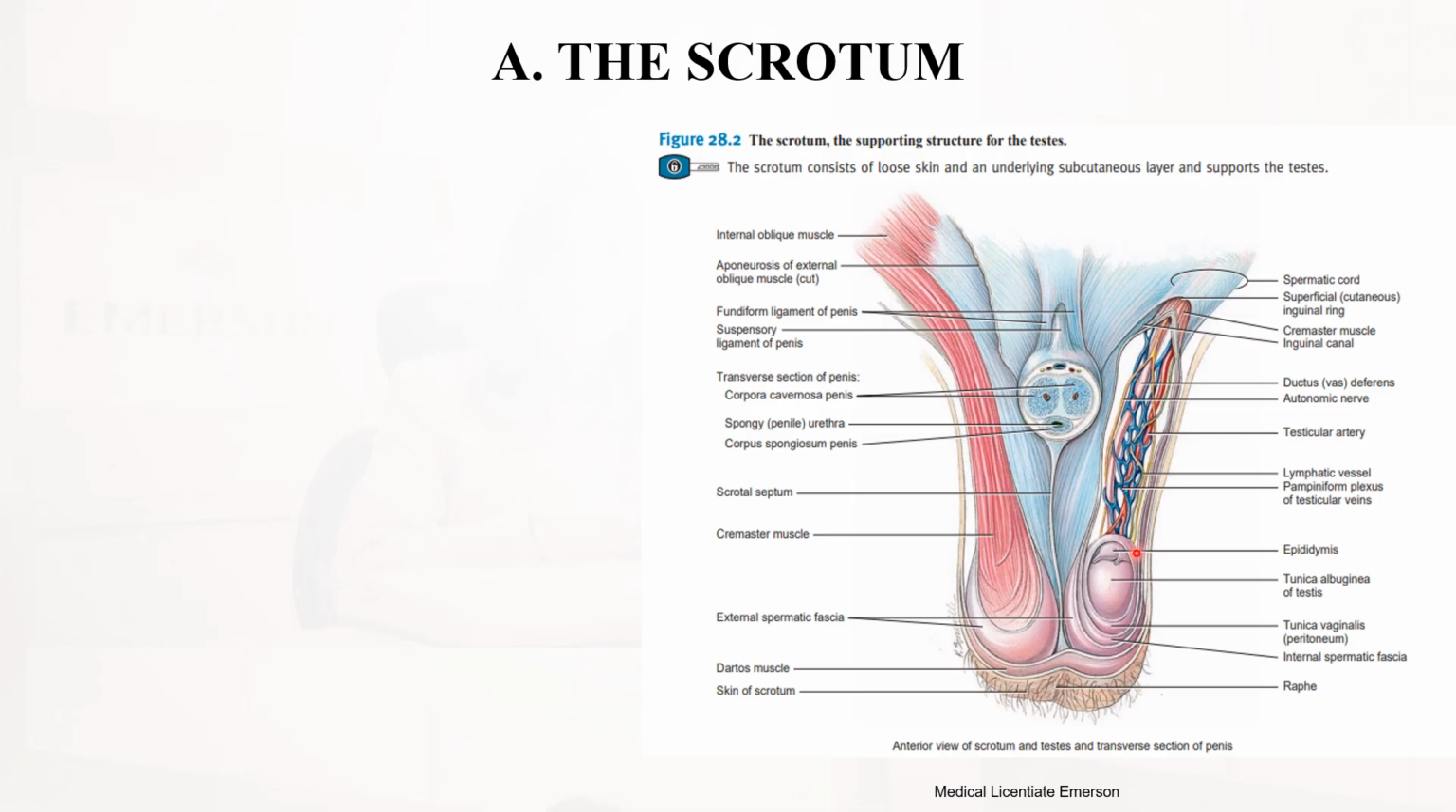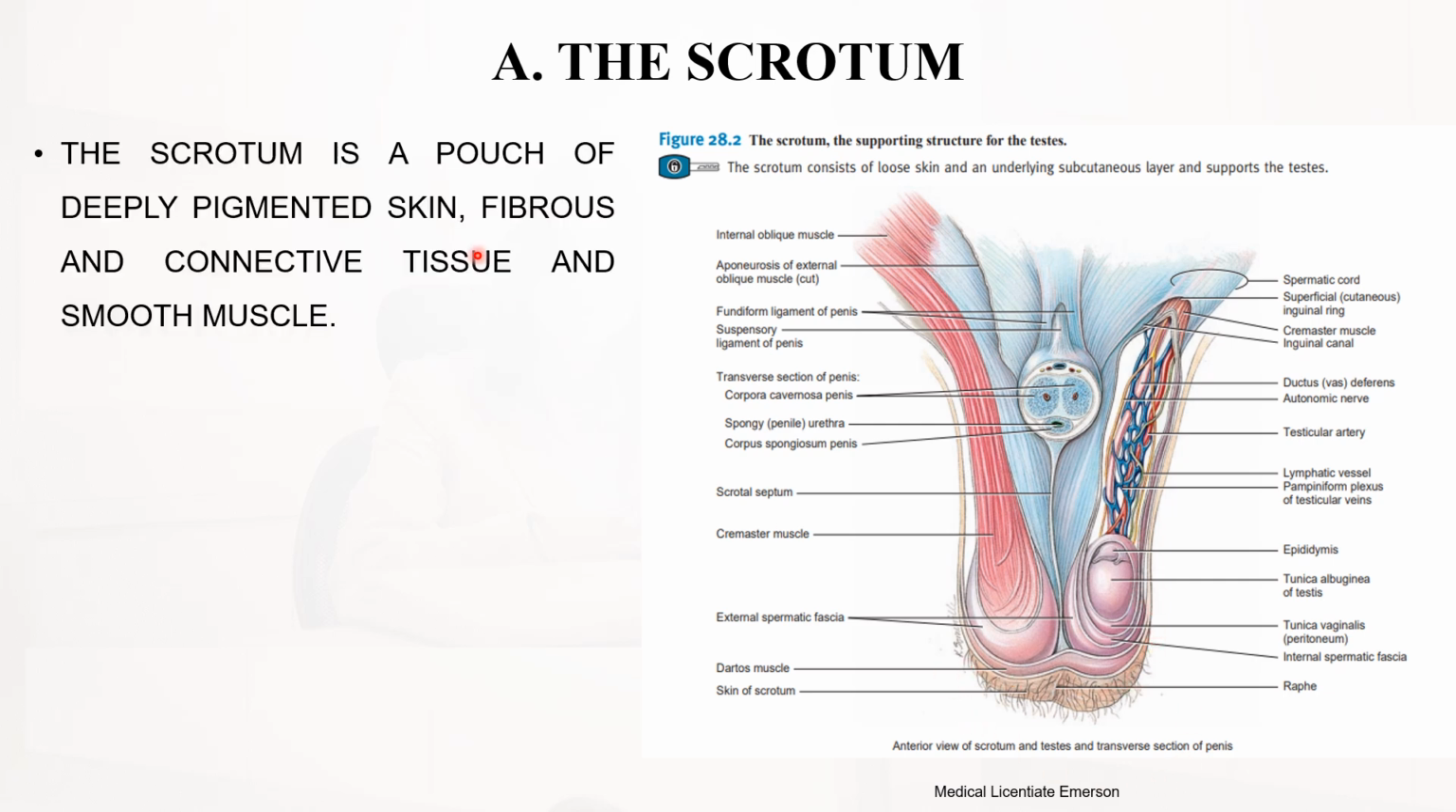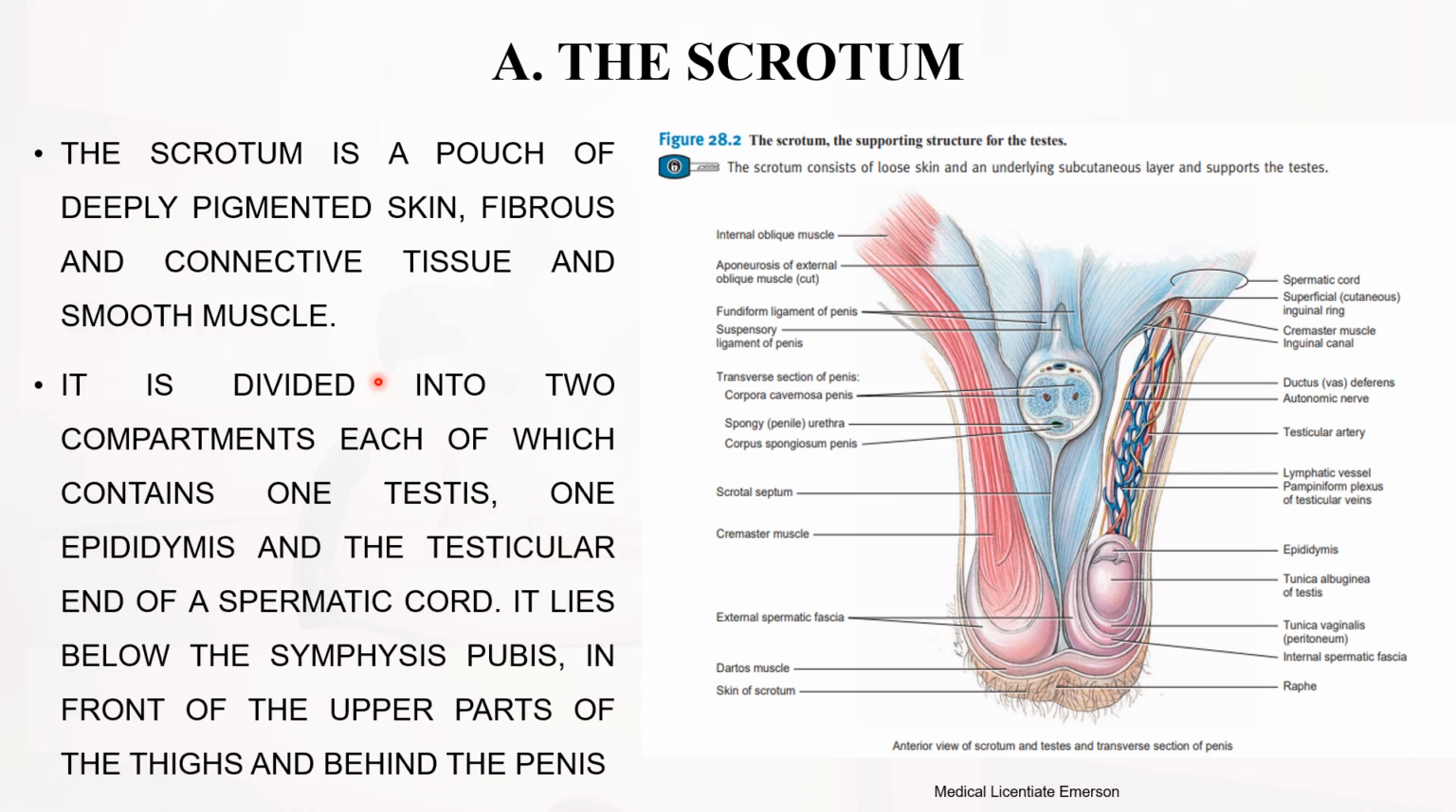So let's start. This is the scrotum here. The scrotum is a supporting structure for the testes. This is outside. That is the scrotum. The scrotum is a pouch of deeply pigmented skin, fibrous and connective tissue, and smooth muscle. It is divided into two compartments, each of which contains one testis. In short, there is one testis in each of the two compartments.